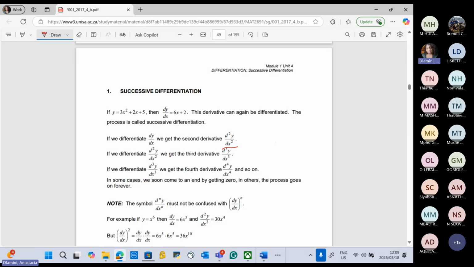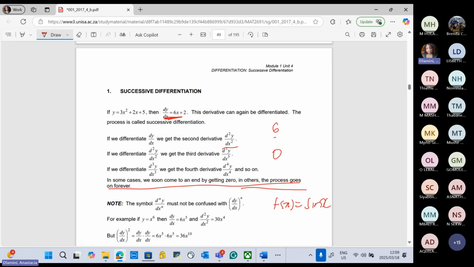Now, in some cases, we soon end up getting 0. In others, the process goes forever. For example, if you differentiate this again, you get 6. If you differentiate 6 again, you get 0, right? But some processes go on and on. For example, if you differentiate sine and cos, you'll differentiate your whole life and you will never get 0. Does this statement make sense?